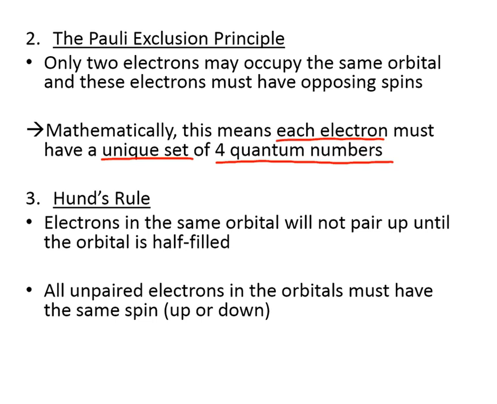The other part of Hund's rule says when the electrons are unpaired, they must have the same spin, up or down. Generally, when you're filling up orbitals, the notation is to give them a spin up or an upwards direction followed by down. So we'll see that come up next in our diagrams.